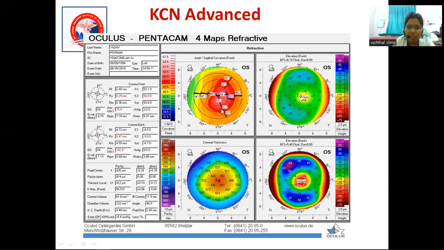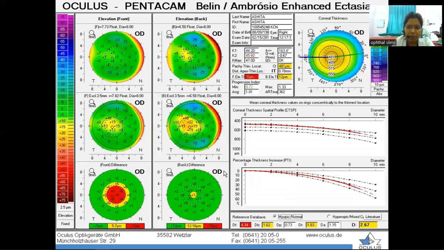And this is the four-map refractive map, where we have the axial or sagittal map, and this is the anterior elevation map. This is the posterior elevation map, and this is the corneal thickness map, which is on the classification map.